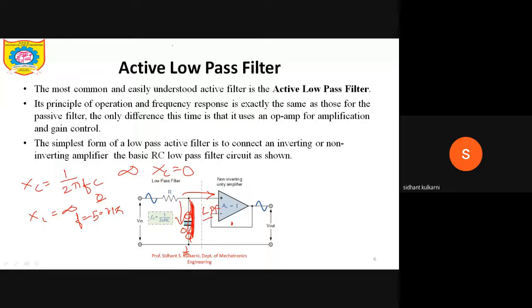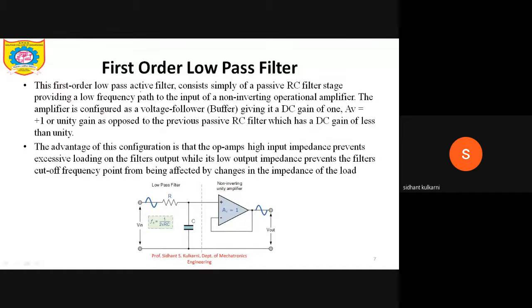The same way we try to understand this circuit. Here also XC is equal to 1 upon 2 pi FC, and if you consider two values, XC is equal to infinite for F equal to 0, and if we consider F equal to infinite, then XC will become 0, and it is going to pass only low frequency component to the non-inverting input terminal, where the inverting input terminal is directly connected to the output. Is it okay? This is the simplest form. The first order low pass active filter consists simply of a passive RC filter stage. RC acts as a filter stage, providing a low frequency path to the input of the non-inverting operational amplifier.